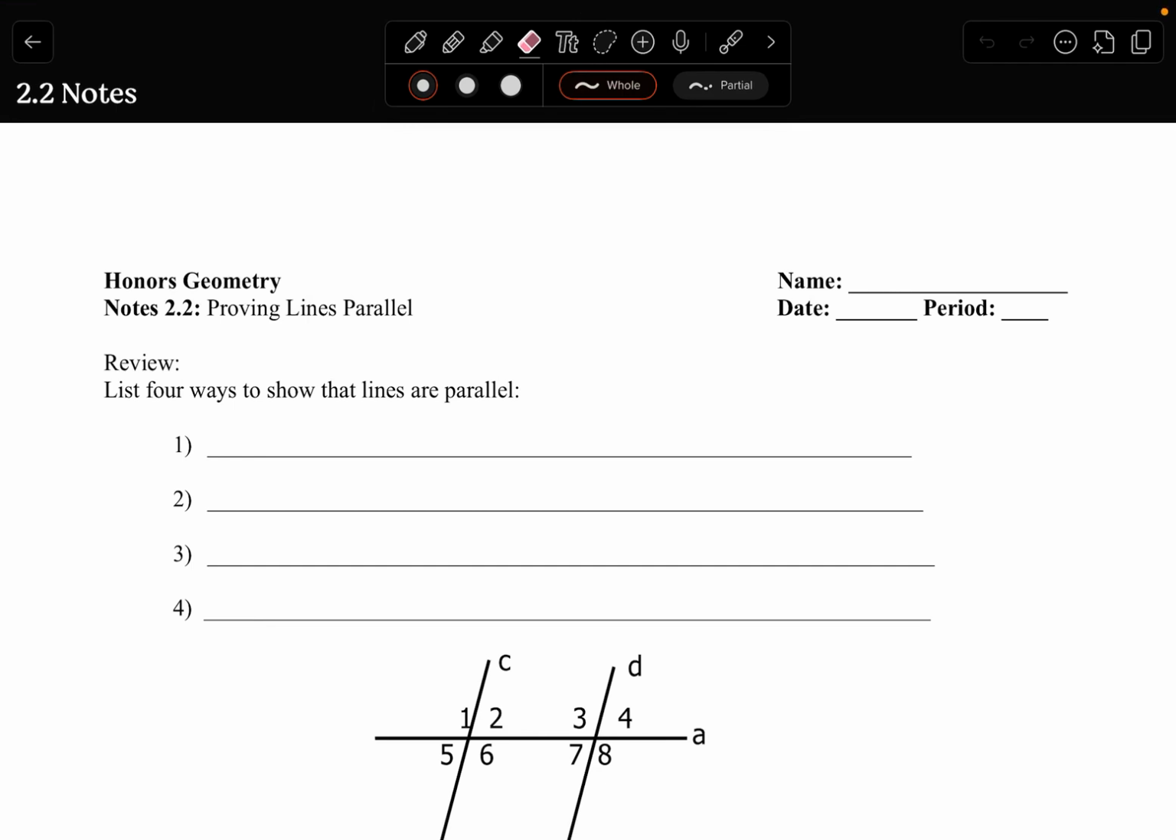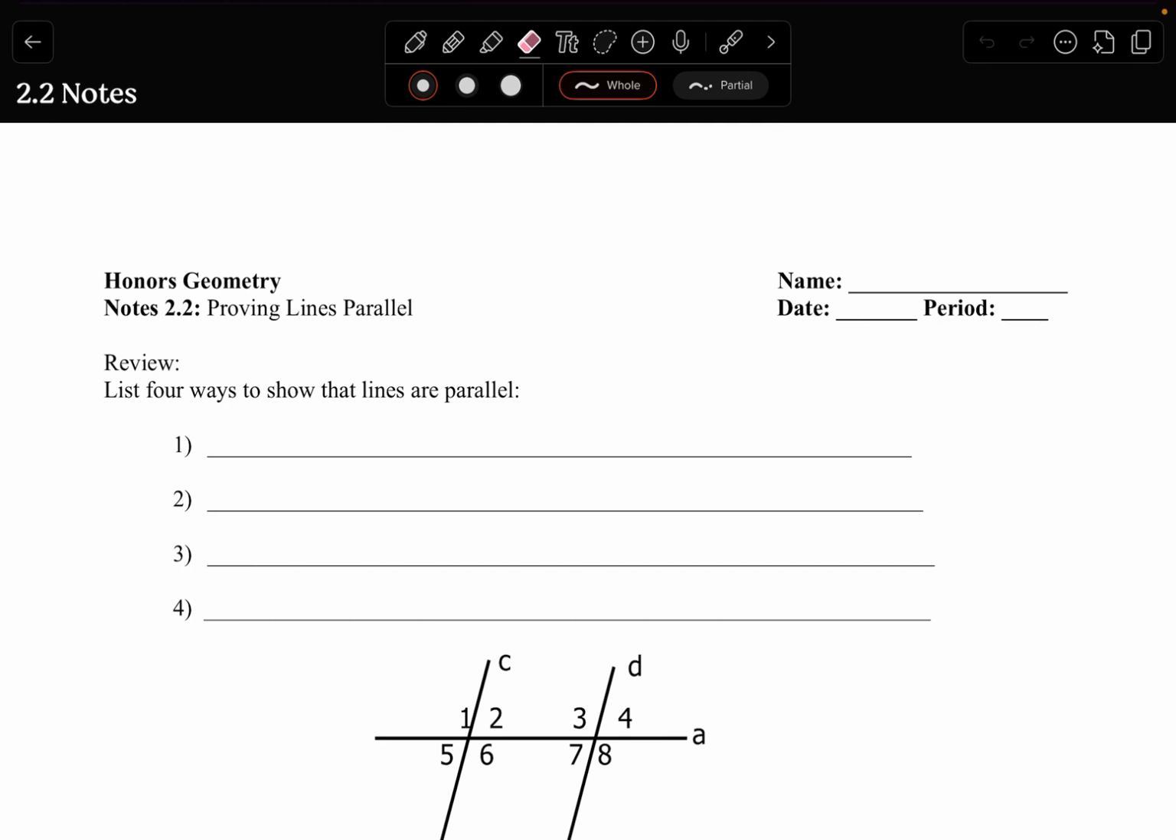Hello everybody, this video is going to cover our 2.2 notes, which are proving lines are parallel. So in the last video, we talked about if you have parallel lines, you end up with angle pairs. Today we're going to do the converse of that, where if you know you have angle pairs, what lines are parallel, okay? That's essentially what our goal is for today.